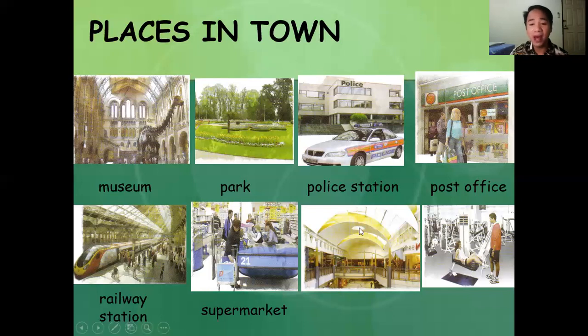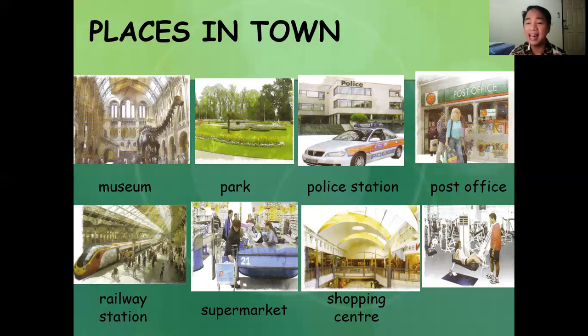Next photo, how about this one? What is this? Yes, you are right. It is a shopping center. If you like to go shopping, if you want to buy new clothes, shoes, or anything, you can go to the shopping center.